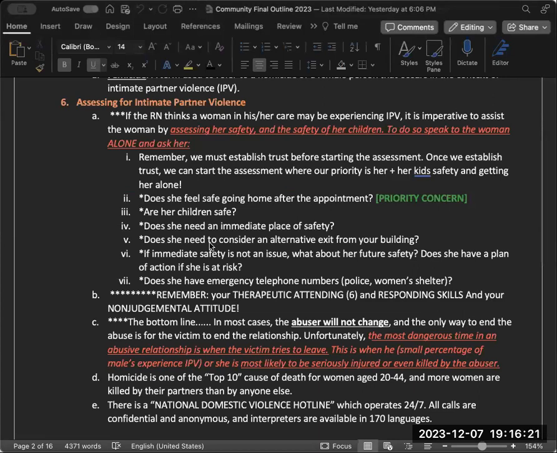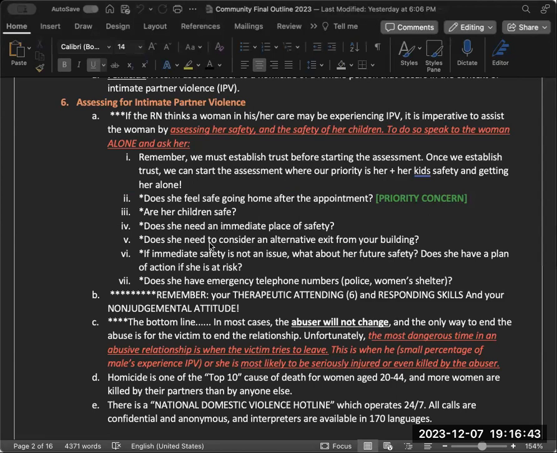Once we've gotten through the assessment, and we're looking at how she is, the first question we're going to ask is, does she feel safe going home? That's going to be our first safety question, how we could assess her safety: do you feel safe going home after today's appointment? Are her children safe? Those are the first two things that we're going to ask.